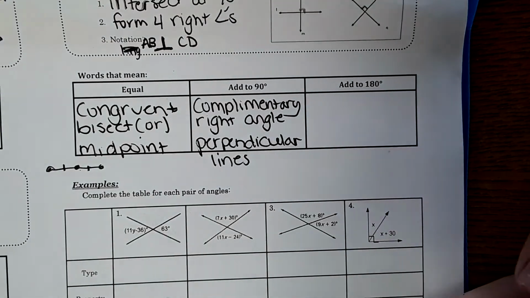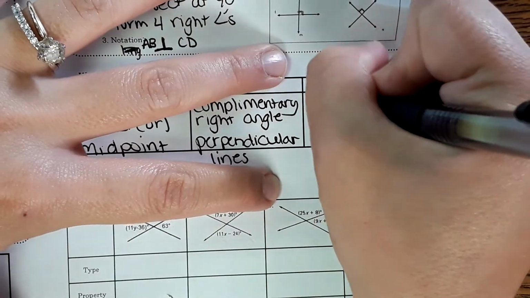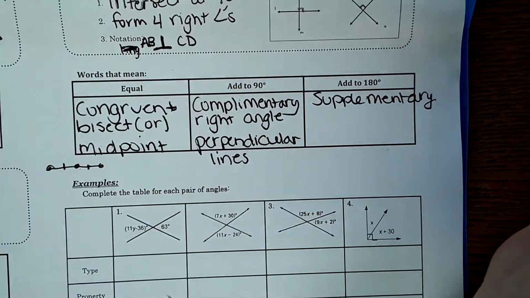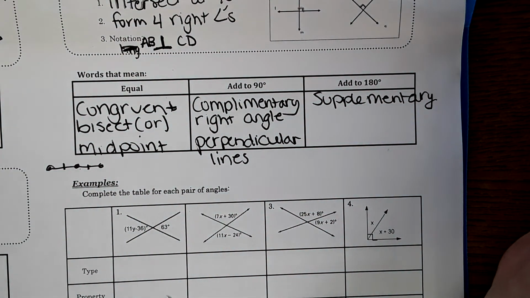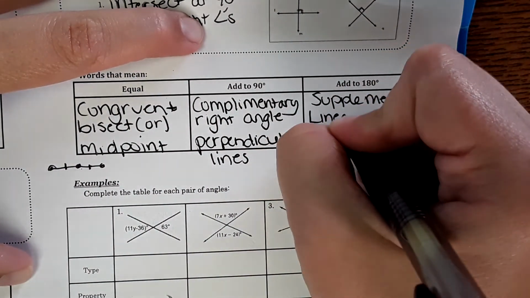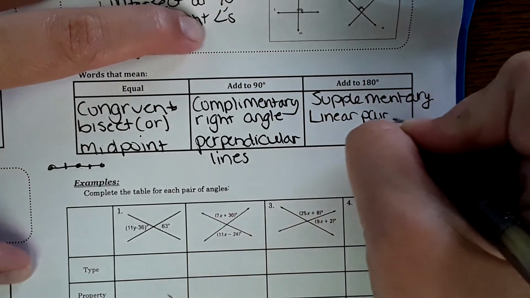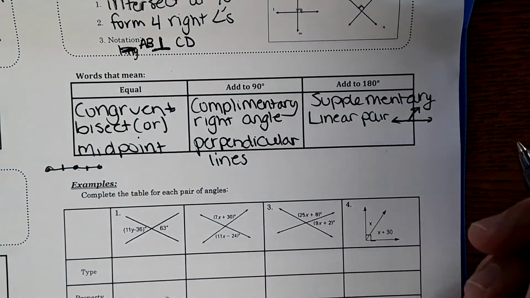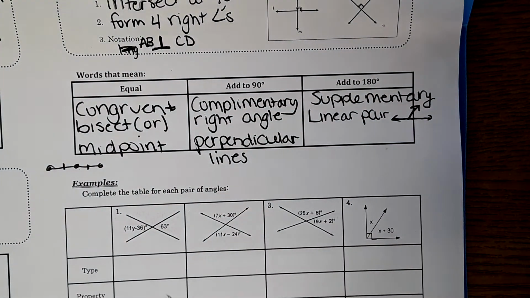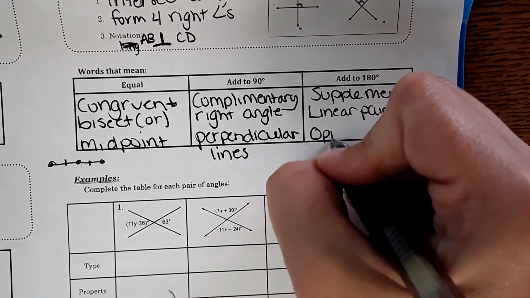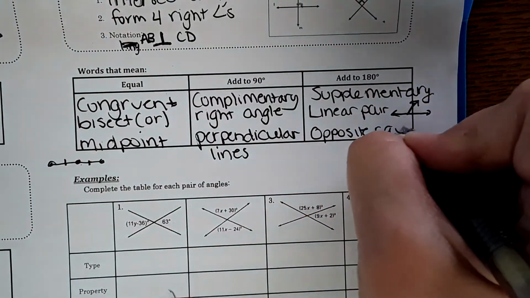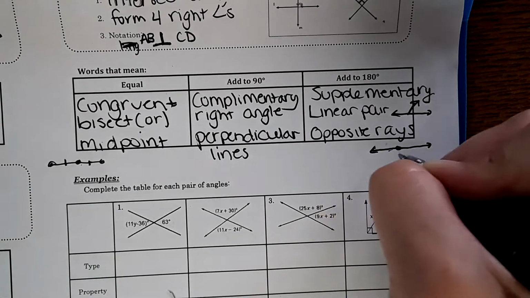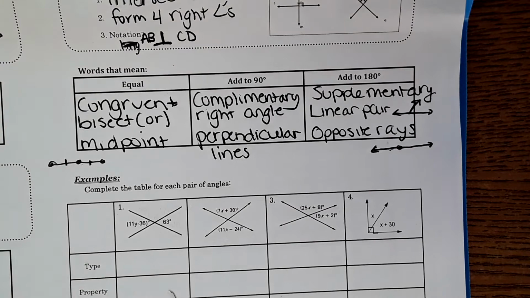Then add to 180 degrees. Supplementary means that they add to 180 degrees. A linear pair, that's when you have that straight line and 2 adjacent angles. Those add to 180 degrees. Also, opposite rays would be another way of saying like a straight line. A ray that goes this way and then a ray that goes in the opposite direction would create that straight line that would be 180 degrees.